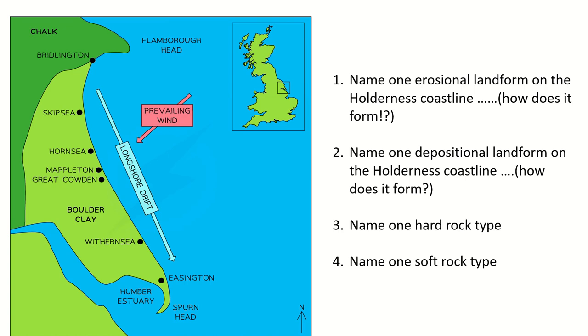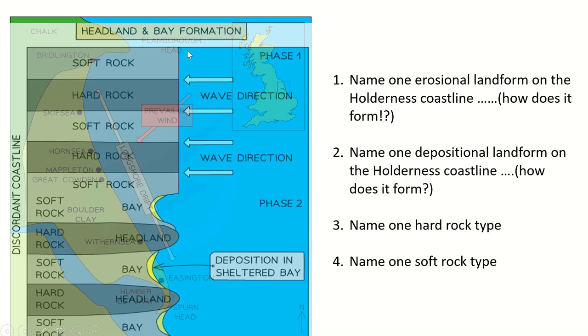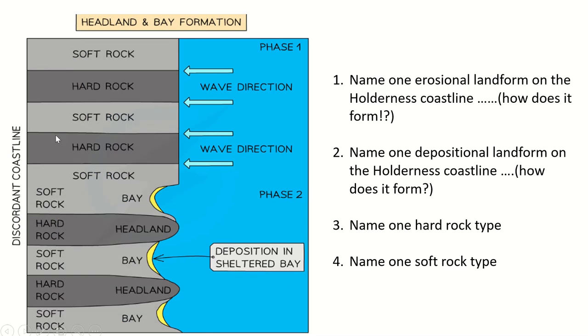Okay, so the main erosional landform we've got is Flamborough Head at this top here. Now, Flamborough Head is an example of a headland, and headlands and bays form on a discordant coastline where there are layers of hard and soft rock. The soft rock erodes faster than the hard rock, leaving this headland sticking out.